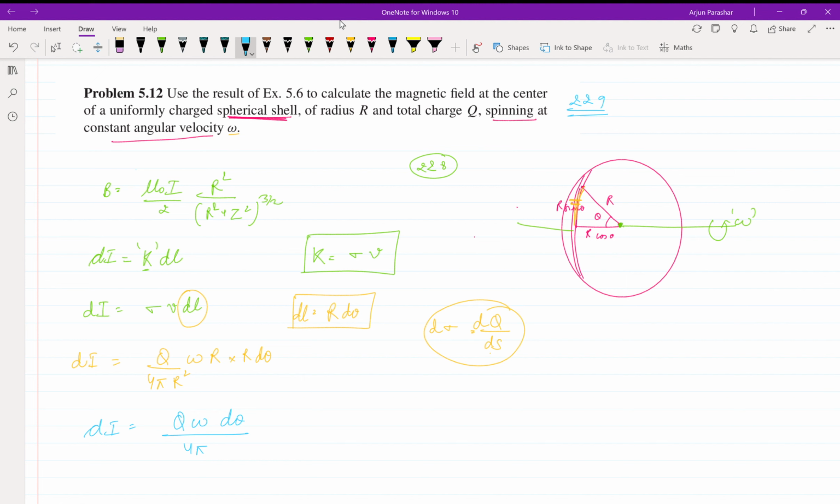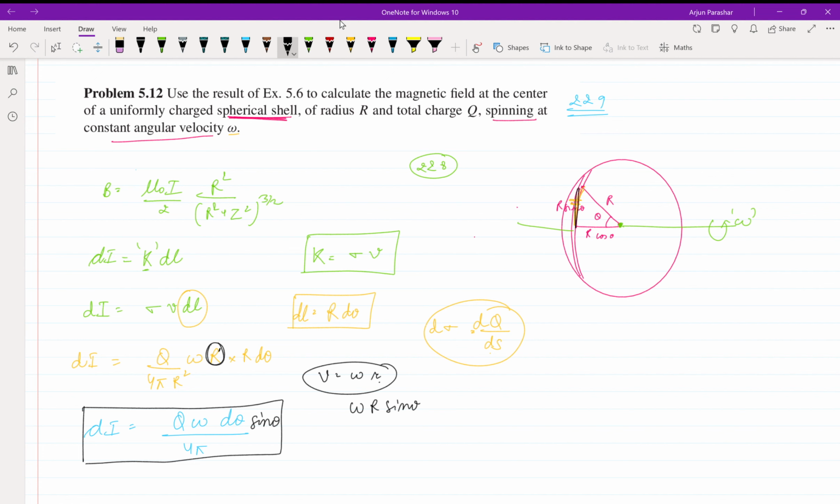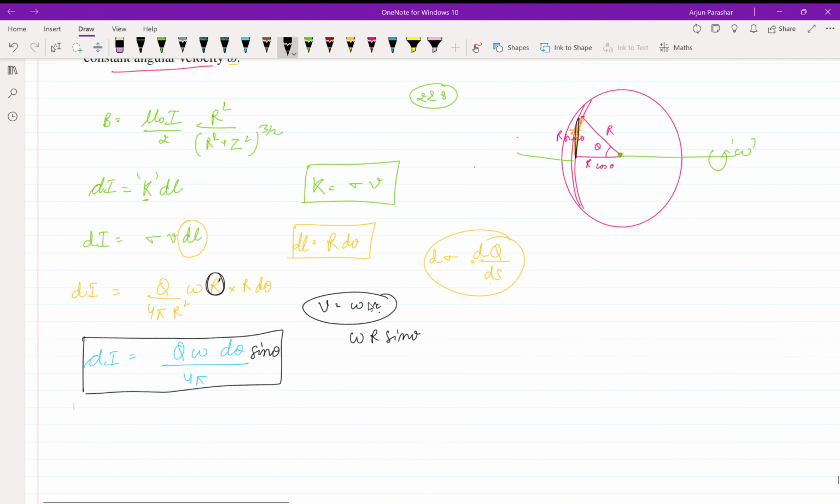And the most important thing here is the mistake I also made here, that what is this r. I should write this r as r dash, because v is omega r, but that r is the perpendicular length. So the perpendicular length is r sine theta here. So I'll write it as r sine theta. So sine theta will appear over here, because the distance is different. That's why that is not only r, that is r sine theta.